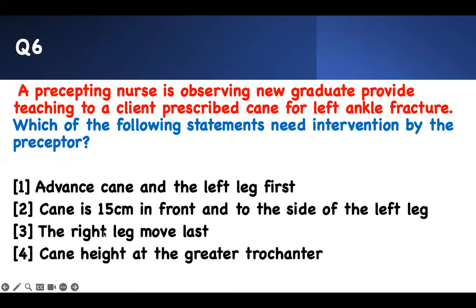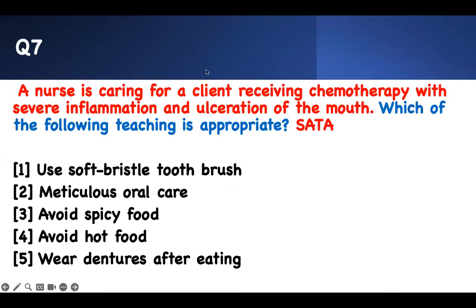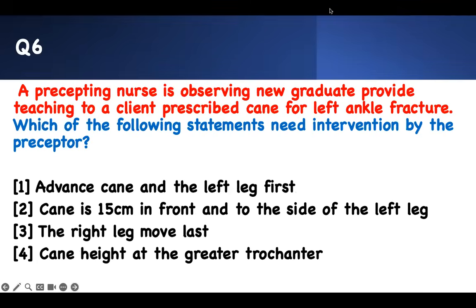Number 6, which of the following statements needs intervention by the preceptor? The precepting nurse is observing a new graduate provide teaching to a client prescribed a cane for a left ankle fracture. When they give you the actual fracture, pay attention to what they're trying to show you. It's the left ankle, so that's the affected. So this is the left, the one that is affected. So which one needs intervention by the preceptor?